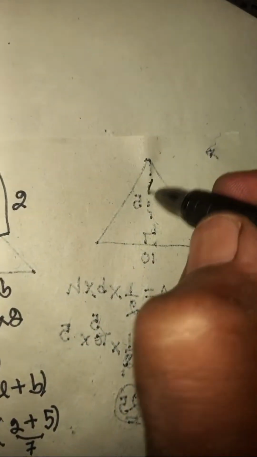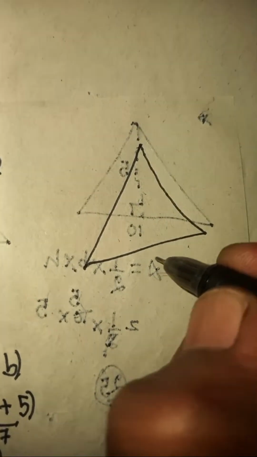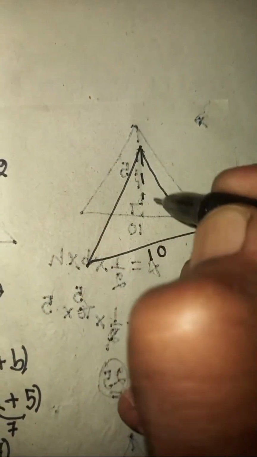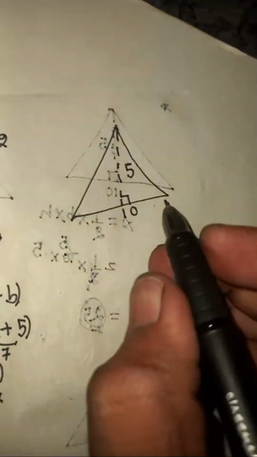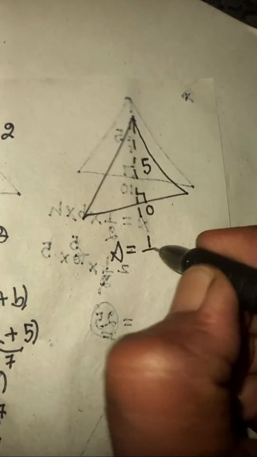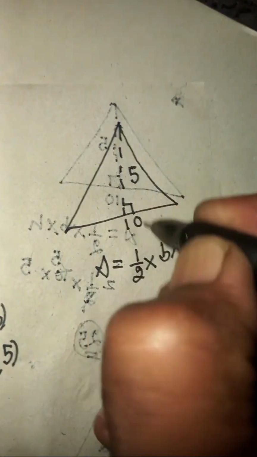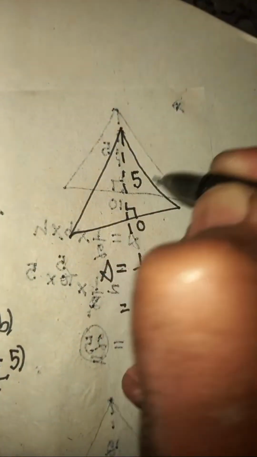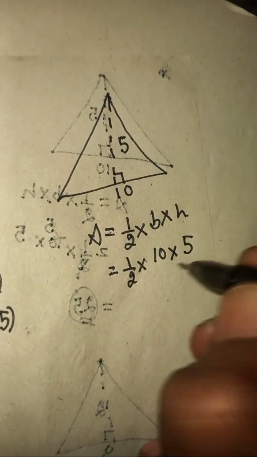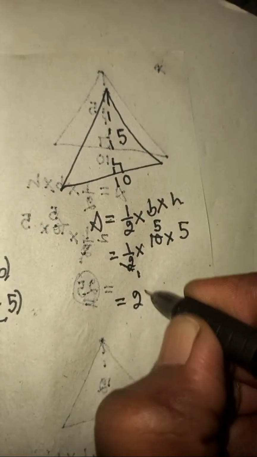And last, take the triangle. In this triangle they have given base length as 10 units and the perpendicular height equal to 5 units. Here you're going to get area equal to half times the base times the perpendicular height. Here base is 10 units, half times 10 times perpendicular height 5 units. You can divide 2 once, 2 five times. 5 times 5 is 25 square units.